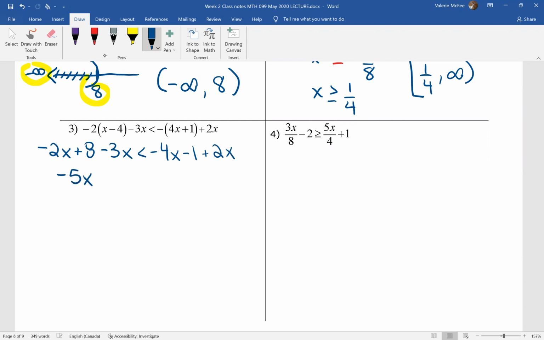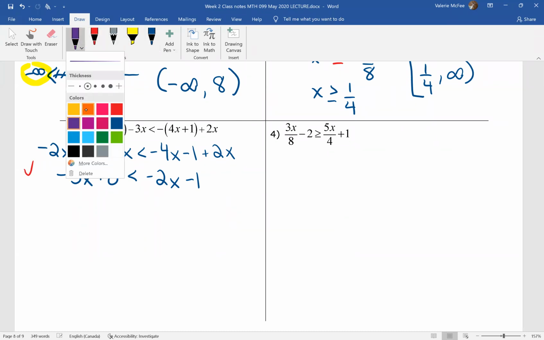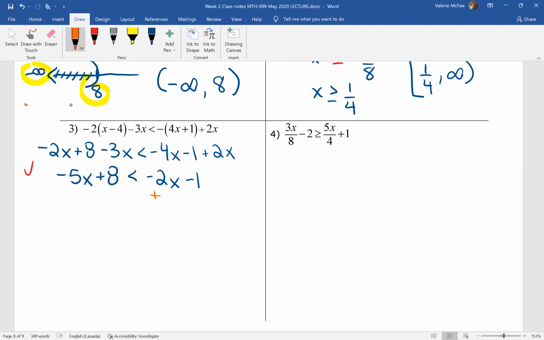Did you remember to simplify each side? Again, if I was checking your work on a test, or if you were verifying your test with me, I want to see that both sides are simplified. Remember, when we're subtracting, that doesn't change the direction of the sign.